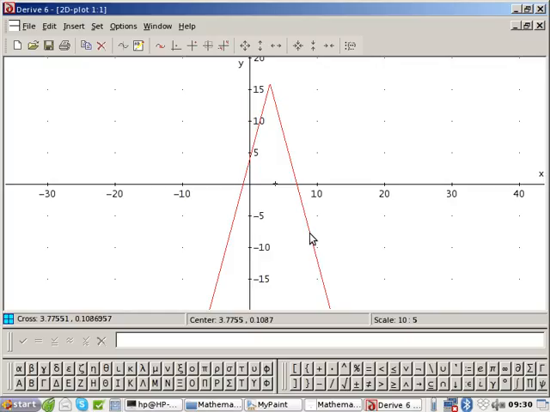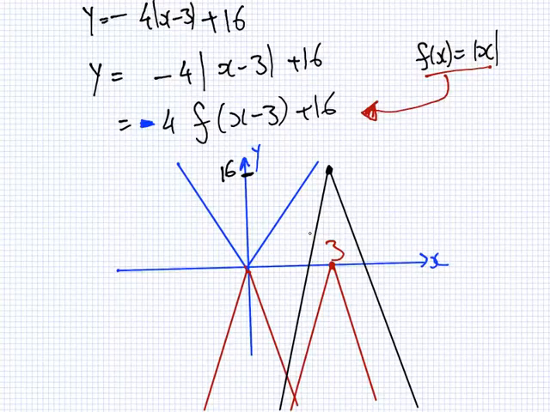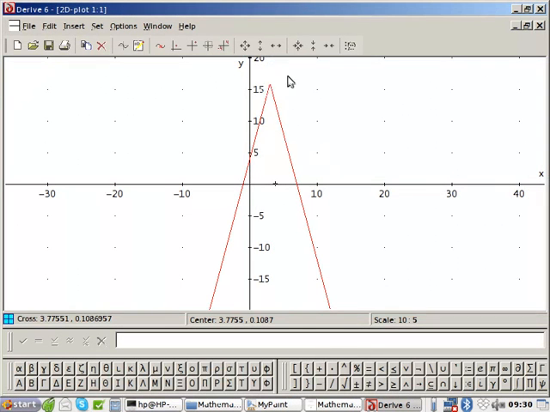This is like what I drew. See, it goes up to 16. It goes up to 16. You get it? Yeah. Okay.